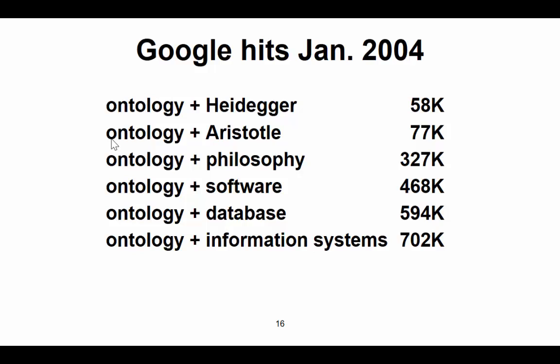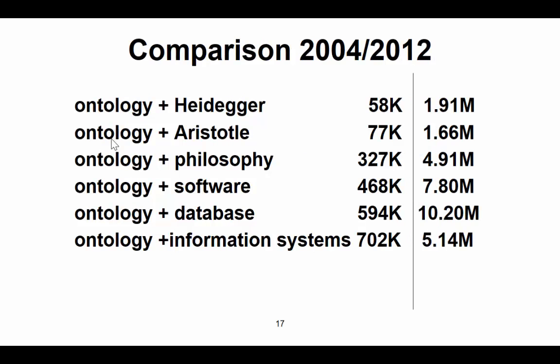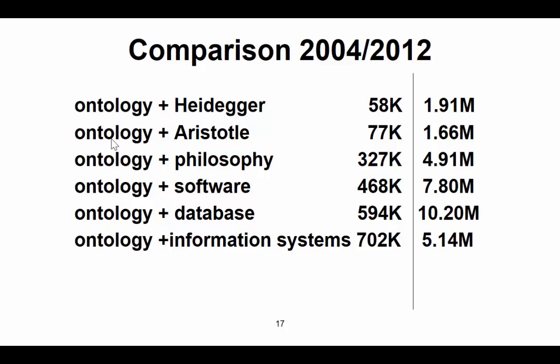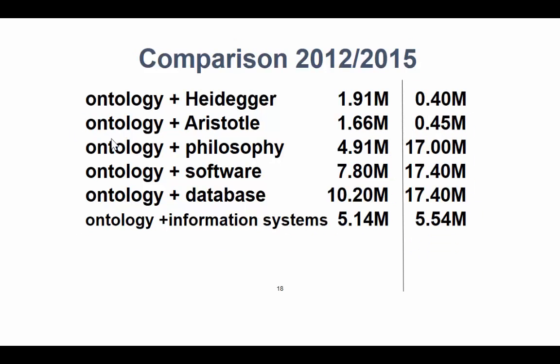702,000 hits. And then if you go to 2012, and in the meantime, Heideggerians have all bought laptops. So they've started to populate the web, and they're already up to 1.91 million hits. But by then, ontology and information systems was up to 5.14 million hits. And Heidegger is ahead of Aristotle by 2012. This is sort of sad. But now in 2015, Aristotle is once again in the forefront. So they both dropped. I think that's just because of Google using new algorithms. I don't think you can read any significance in the drop.